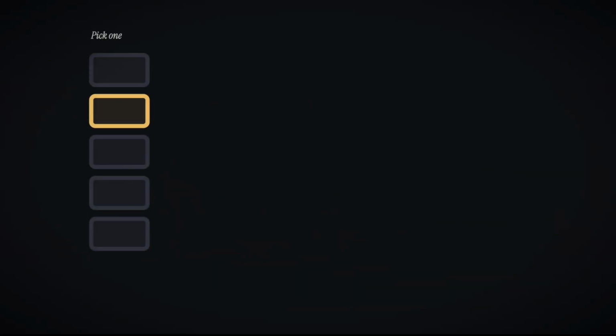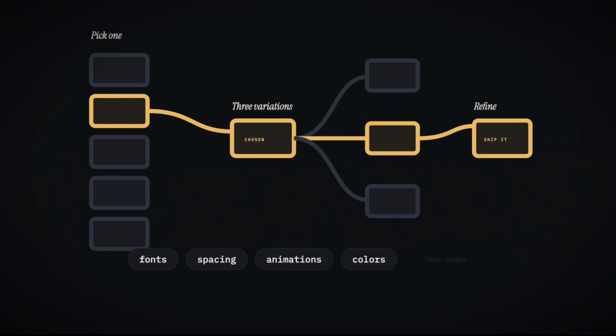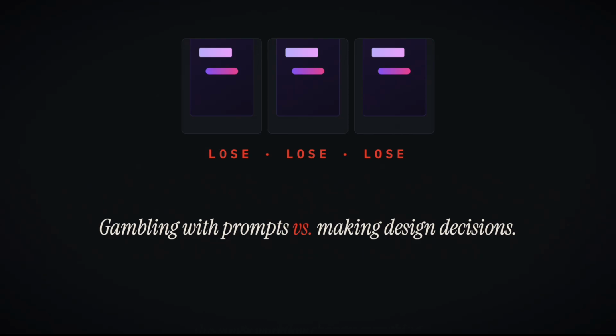Once you pick one, don't polish it yet. Ask Claude for three more variations of that style. Now you've narrowed 20 ideas down to three. Only then do you start refining fonts, spacing, animations, colors, hero images. Every iteration gets smaller, every iteration gets closer. Instead of gambling with prompts, you're making design decisions. This single workflow changed everything for me.